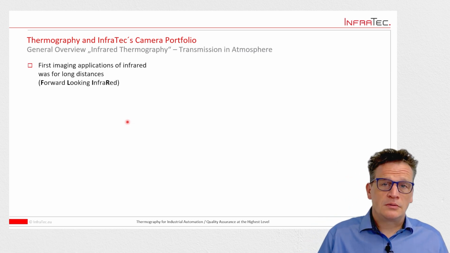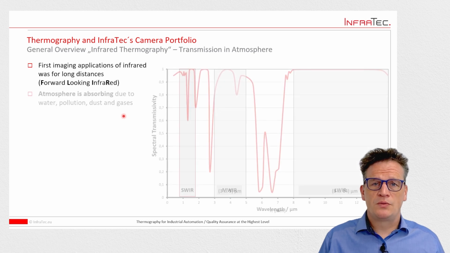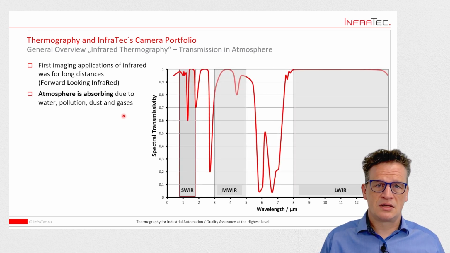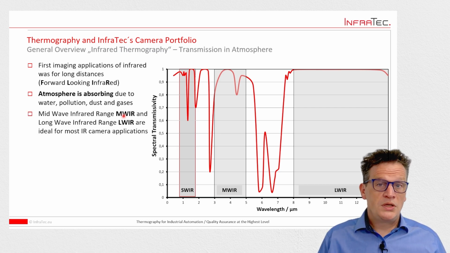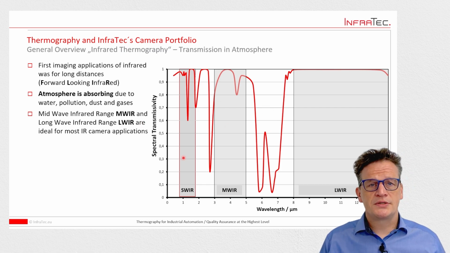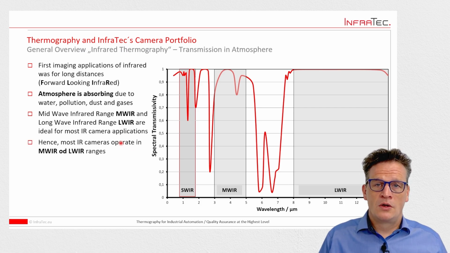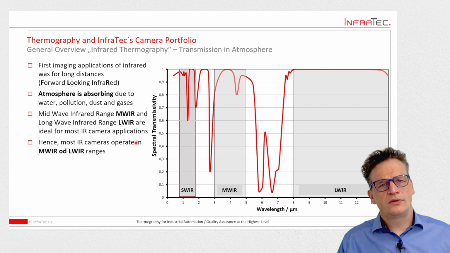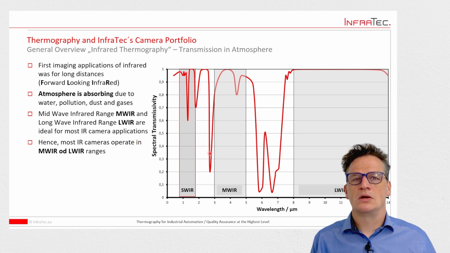The atmosphere plays a key role for infrared radiation. The air, especially when humid or dusty, can weaken or even block radiation completely. Today, we know that the mid-wave and the long-wave infrared ranges are the best for most applications since they are relatively atmosphere friendly. For very high temperature processes or laboratory conditions, shortwave infrared cameras can also be used.